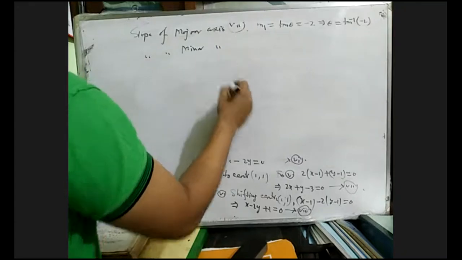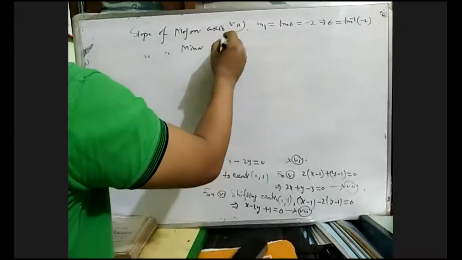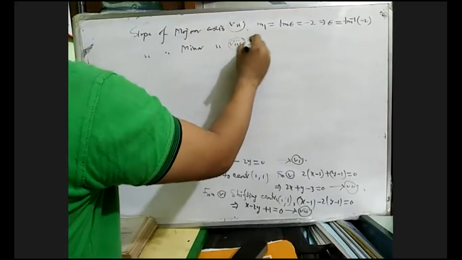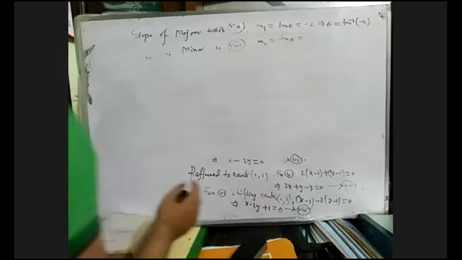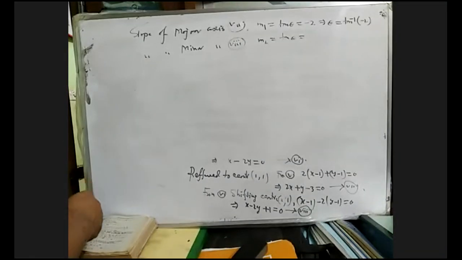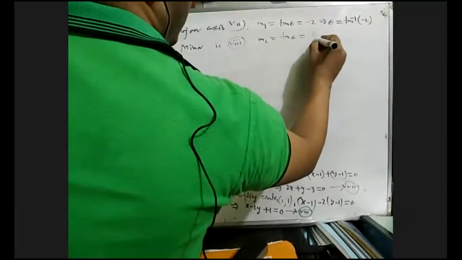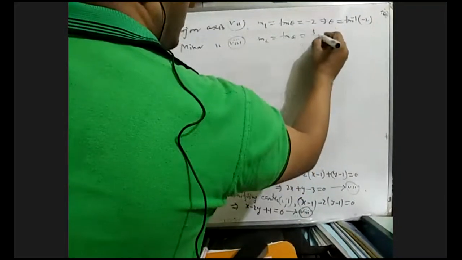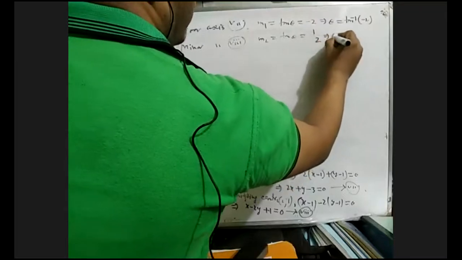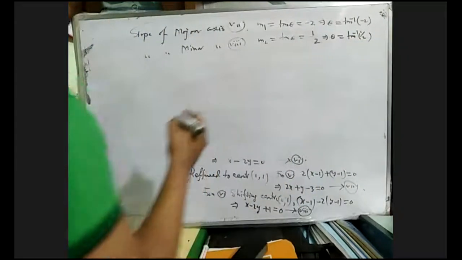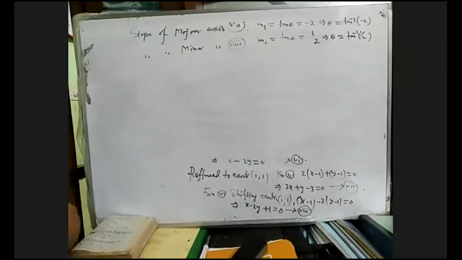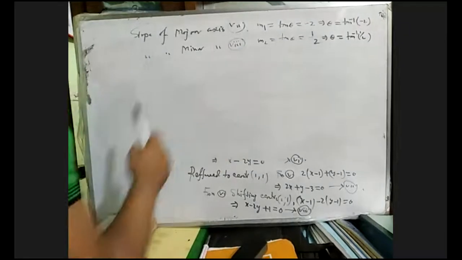And slope of minor axis, equation 8. What will be? Tan theta equals to what will be? Slope will be half, only half. Okay, in that case the direction will be tan inverse half. So this is actually the direction for this.